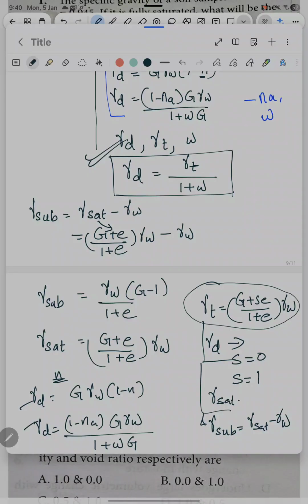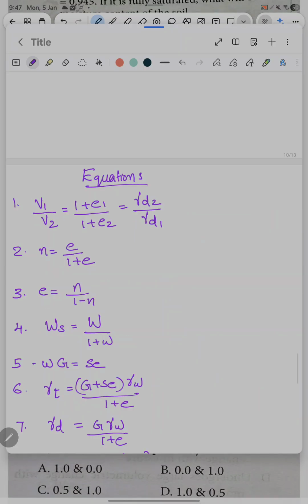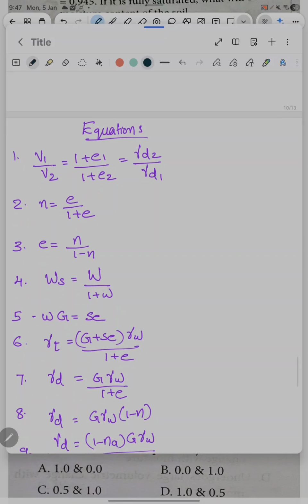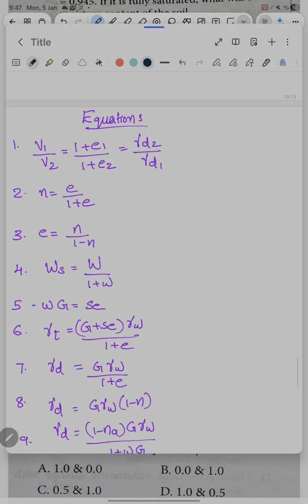Dry density is given, bulk unit weight is given, and we want to find out the water content. So gamma D is equal to bulk unit weight divided by (1 plus w). Okay, these are the equations. So just revise each and everything.